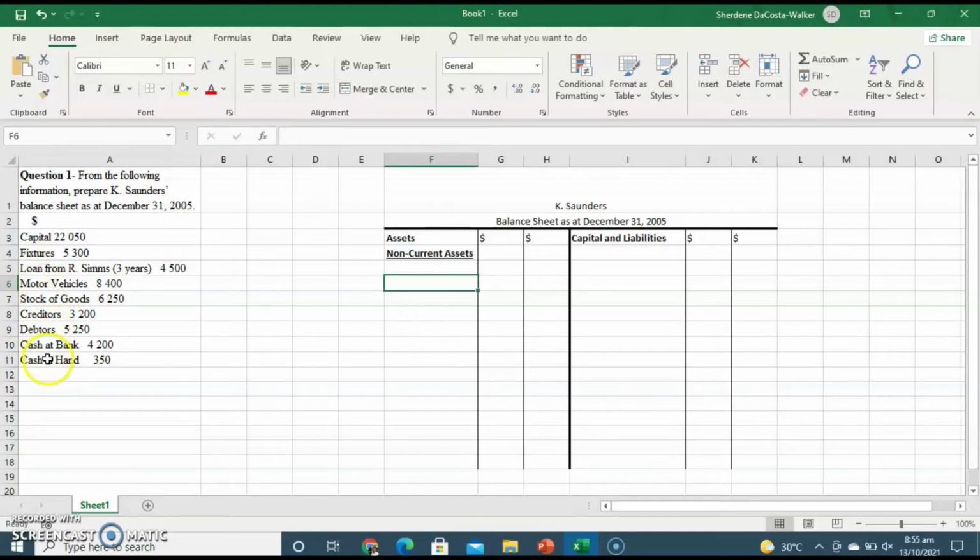There's no other. Now fixtures tend to stay in the business longer time. Our fixtures are like our plumbing, the lighting, etc. So they'll normally be in the business for K. Saunders business for a long time because they will not be changed quickly. So we have fixtures, and then we have motor vehicle.